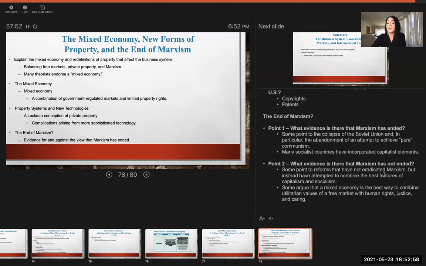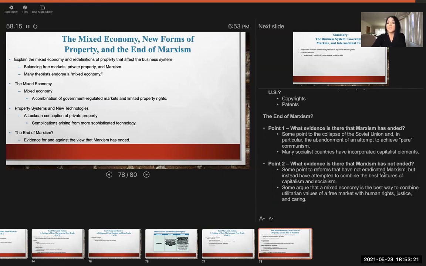The evidence is that Marxism has ended. So some point to the collapse of the Soviet Union, in particular, the abandonment of an attempt to achieve pure communism. Many socialist countries have incorporated capitalist elements. So what evidence is there that Marxism has not ended? Well, some point to the reforms, that they're not eradicating Marxism, but instead they have attempted to combine the best features of capitalism and socialism.